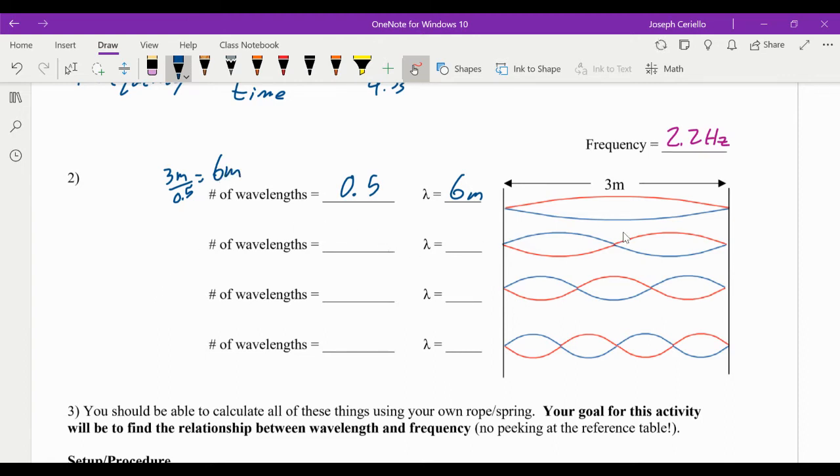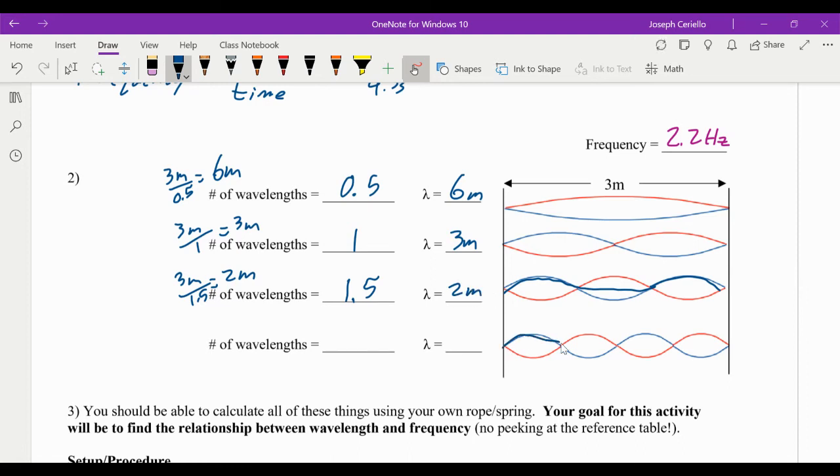All right. Over here, it looks like we have one full wavelength. So 3 meters over one wave, we're going to have 3 meters as our wavelength here. And that kind of makes sense. It looks like a shorter wavelength anyway. All right, let's check out this next one. This looks like one wave and then an extra half wave. So this is 1.5 wavelengths. So if we have 3 meters total over 1.5 wavelengths, this is going to be 2 meters.